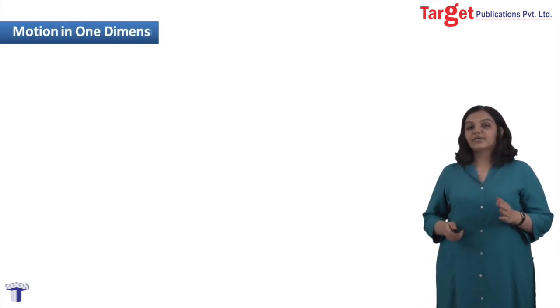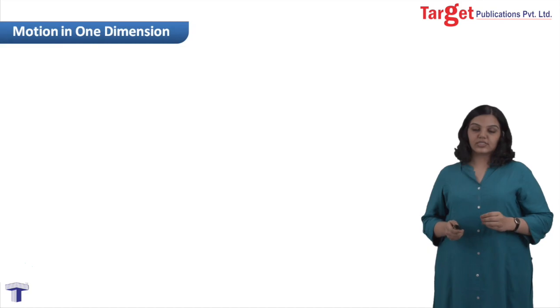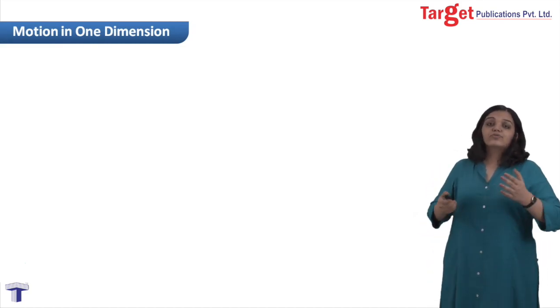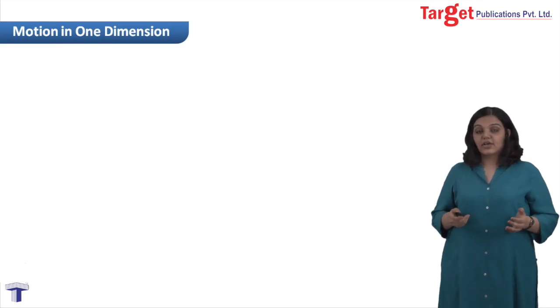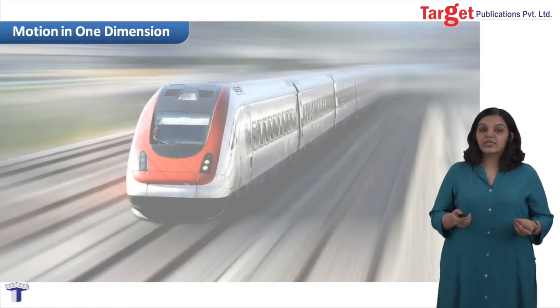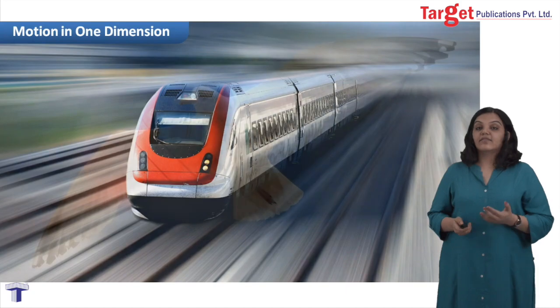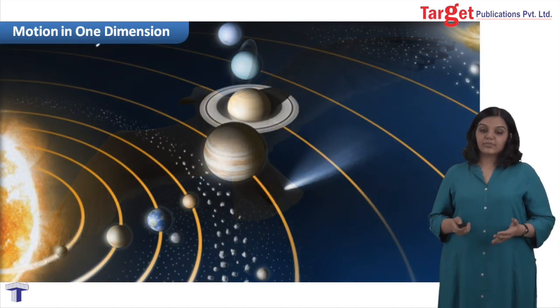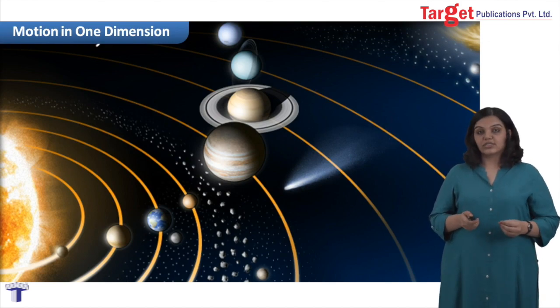Hello everyone. Today we are going to learn about the chapter Motion in One Dimension. Motion in general is related to movement, and objects are moving all around us. For example, a moving train or even birds flying in the air. Even the motion of planets in our solar system is an example of motion.